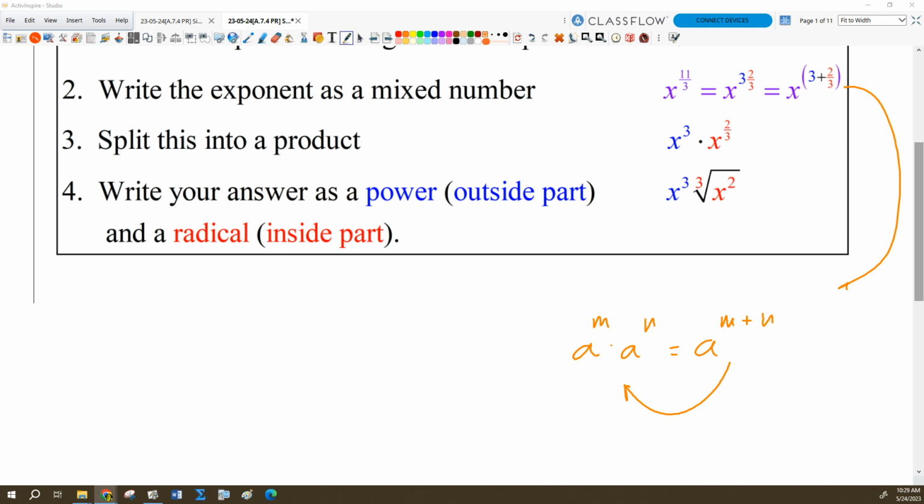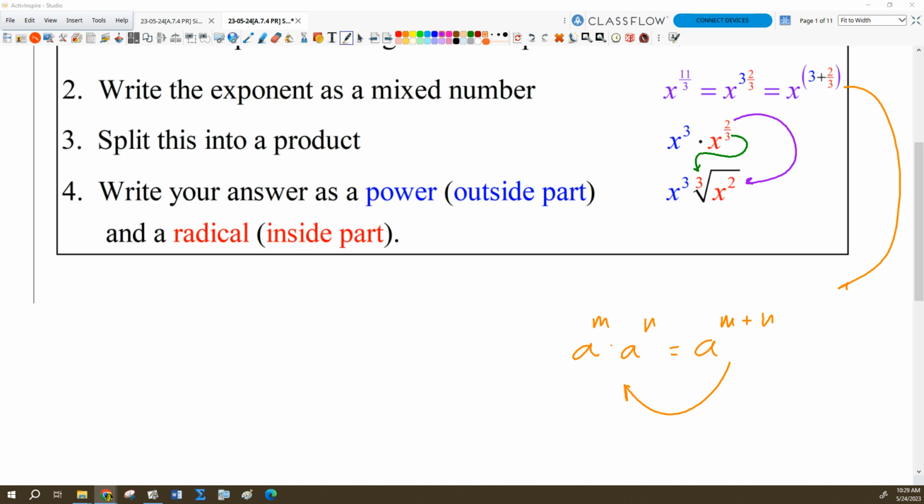And then inside, what do we get? Well, x to the 2/3, we already know that the denominator is what corresponds to the type of radical it is. It's the index, right? So we know we get a third root, and the numerator just tells us the power of the base inside that root. Get the idea there?